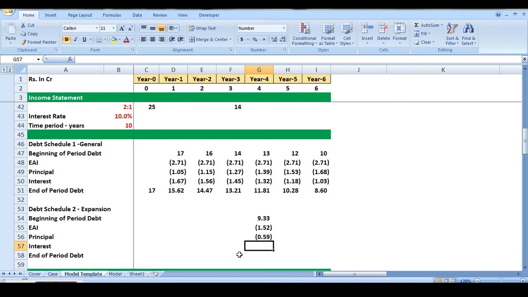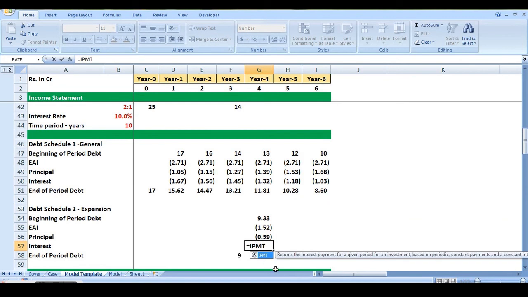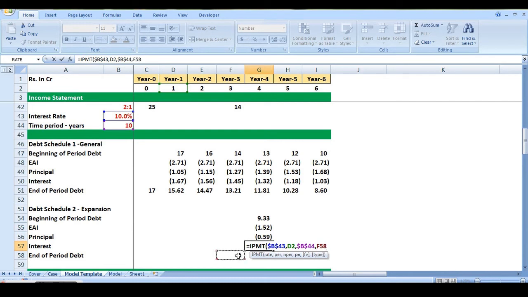In a similar way IPMT for interest calculations. Rate 10%, freeze it. Period again 1, not 4. NPER 10, freeze it. Present value 9, freeze it. Future value 0 and type 0.